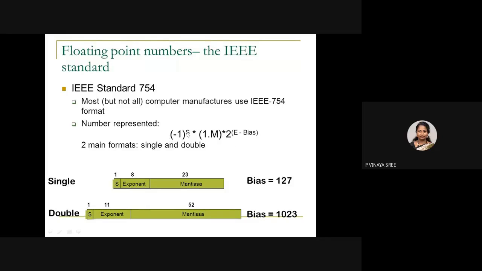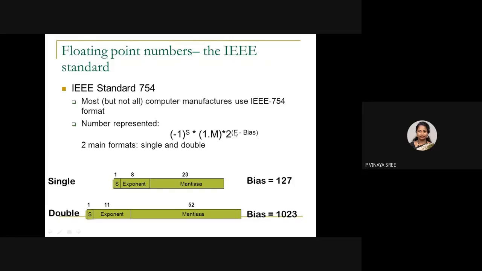Minus 1 power s. This s is your sign bit. Whether the sign bit is 0 or 1, this s value will be the sign value. And 1 point m, but in most cases it will be represented as 1 point m or 1 plus m. This 1 point m indicates this one is your integer part. Try to concentrate. This one is your integer part. So point m, m is your mantissa.